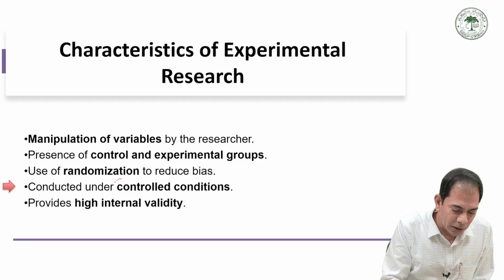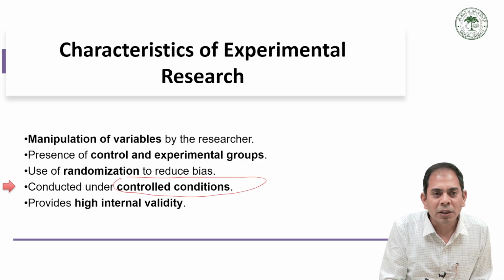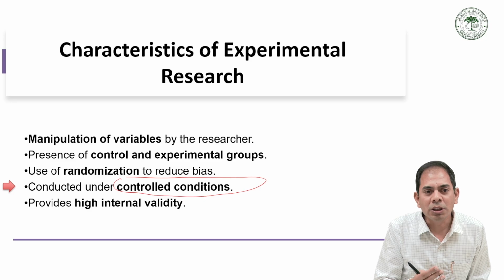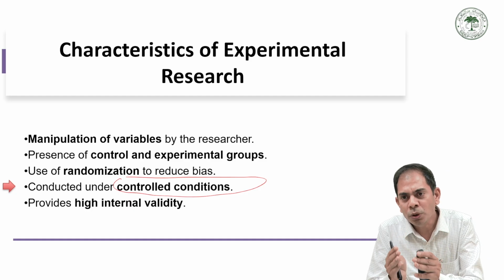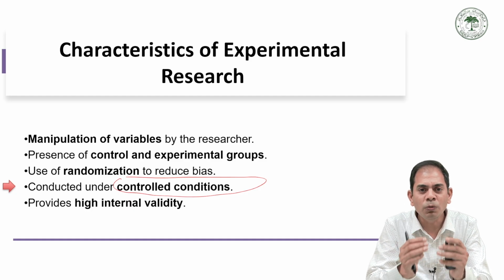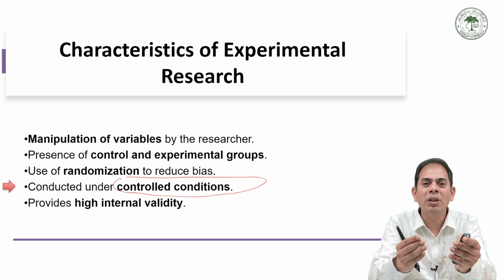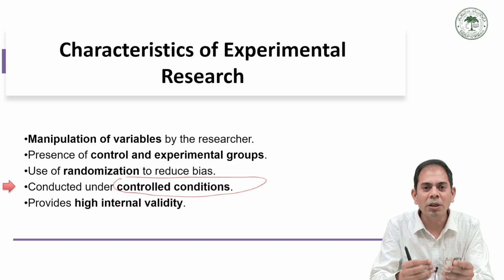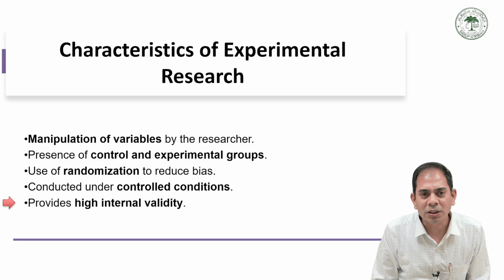Next is the controlled condition. A very important characteristic of experimental research is that it is conducted under controlled conditions. The main important thing is that the researchers try to keep the other variables constant to find out the actual effect of the independent variable on the output variable. This ensures that the observed changes are only due to the change in the independent variable. This is called experimental research. This is a very important characteristic.